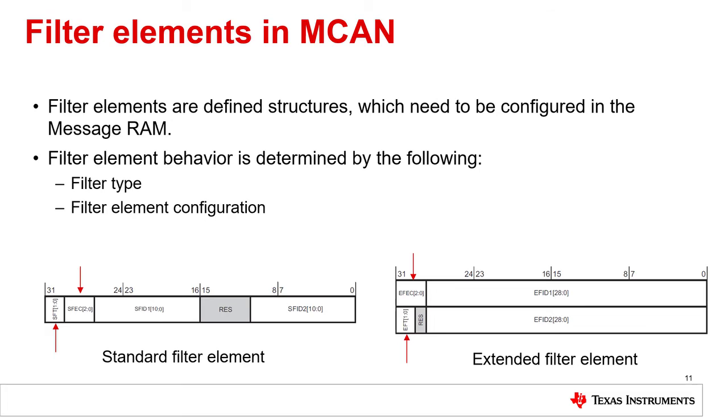Filter elements need to be configured in the message RAM with fields for filter type, which determine what frames are to be stored, as well as filter configuration, which determine where these frames are to be stored within the message RAM. There are two types of filter elements, namely standard filter elements and extended filter elements for standard ID frames and extended ID frames respectively. Apart from the kind of frames, both types of filter elements function very similarly.